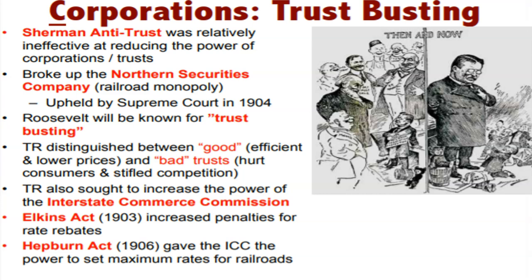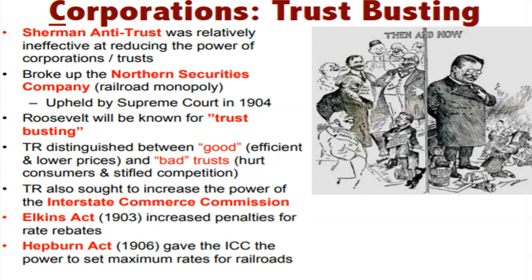Theodore Roosevelt distinguished between good and bad trusts. He knew that there were good companies out there who were efficient and had lower prices, and bad companies out there, which hurt consumers and stifled competition.